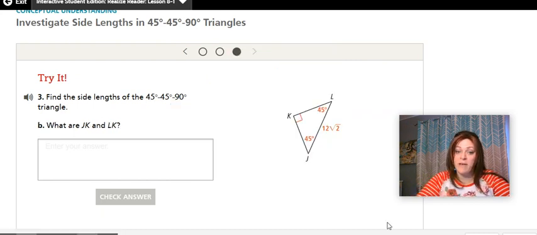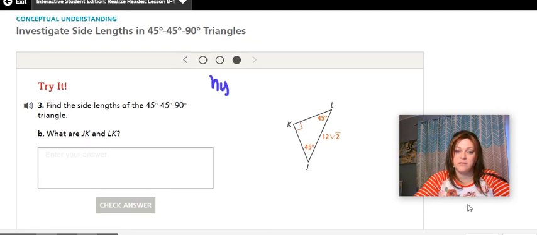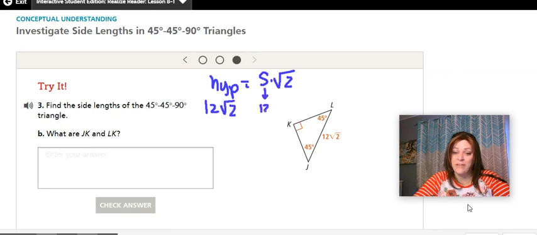Same idea, but working backwards. So again, the hypotenuse equals side times square root of 2 because it is a 45, 45, 90 triangle. And I know the hypotenuse is 12 square root of 2. And I'm like, hey, 12 square root of 2, that's like having a number right here. 12 square root of 2, the side length would be 12.